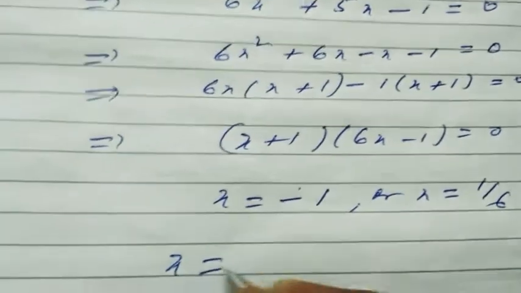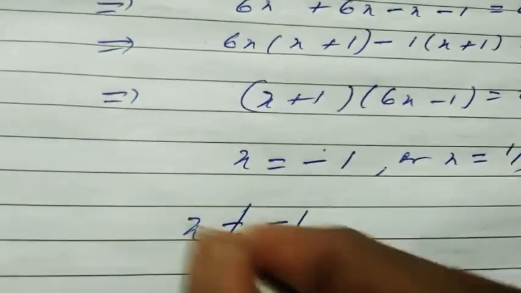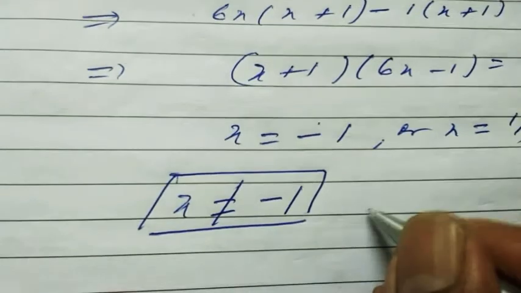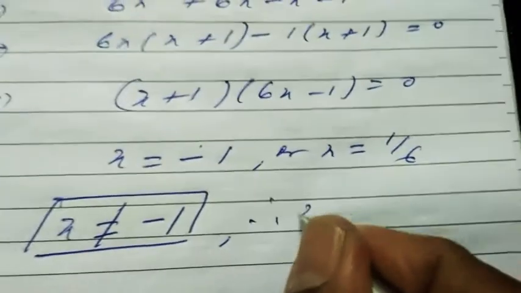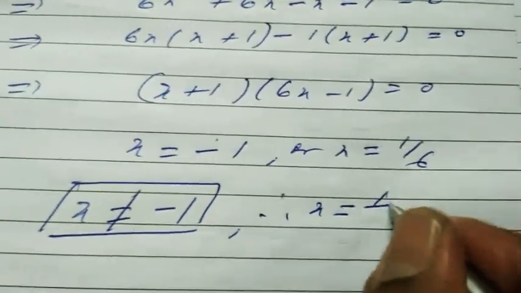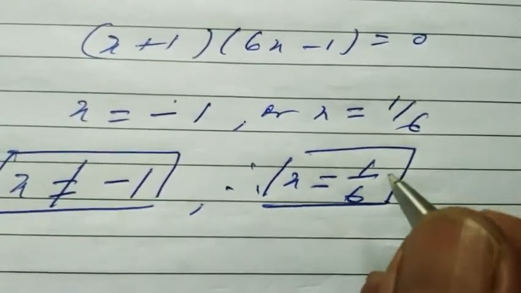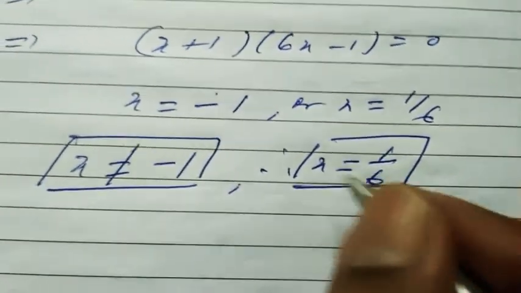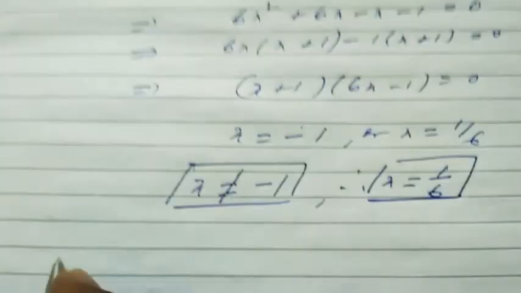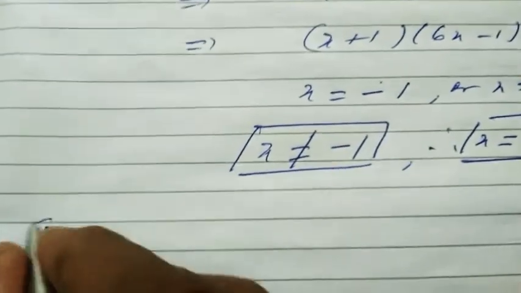So x is equal to minus 1 is not satisfying the relation given in the question. Therefore, the solution for this equation is x equal to 1 by 6. So it's very simple, very easy, not difficult at all. We can solve for x. I am taking another example for you. This is the second one.